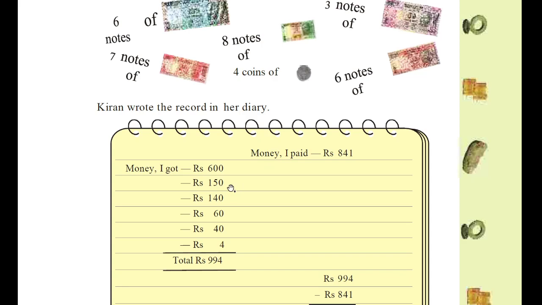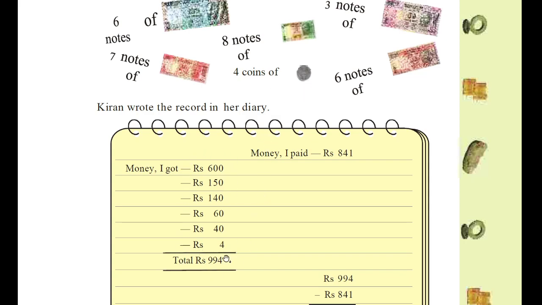Next you can see 3 notes of rupees 50, means 3 times rupees 50, and it will be equal to rupees 150. Next you can see 7 notes of rupees 20, means 7 times rupees 20, so it will be equal to rupees 140. Next you can see 6 notes of rupees 10, and the answer will be rupees 60. Next 8 notes of rupees 5, so 8 times rupees 5 equals rupees 40, and the last one is 4 coins of rupee 1, so 4 times rupee 1 equals rupees 4.